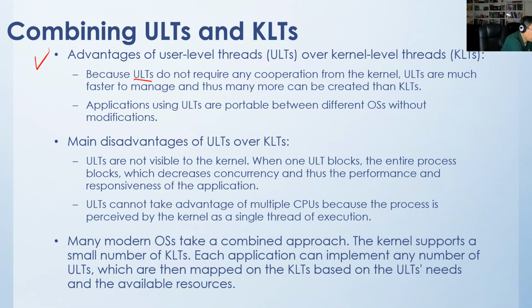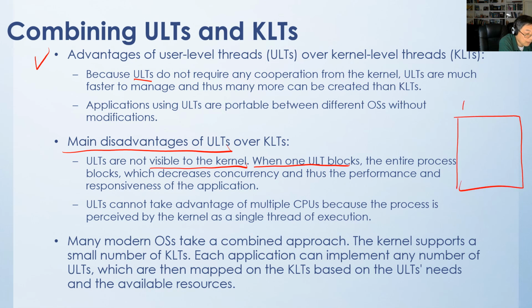Now, nothing comes for free. What's the main disadvantage of user level threads? User level threads are not visible to the kernel, which is good, but it's also a bad thing. Why? Because if a user level thread blocks, let's say you have a process with 3, 4, 5 threads running, and suddenly this particular thread blocks.